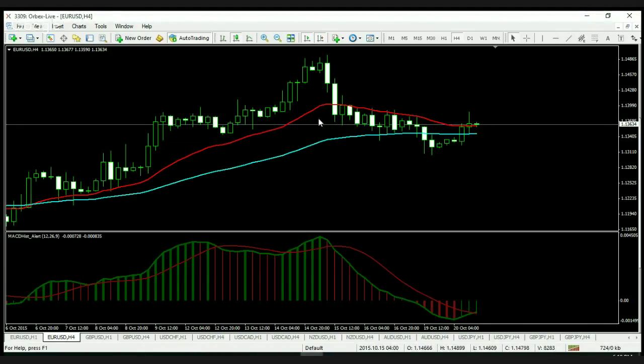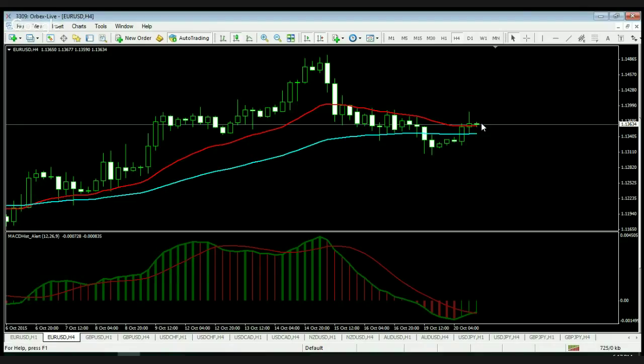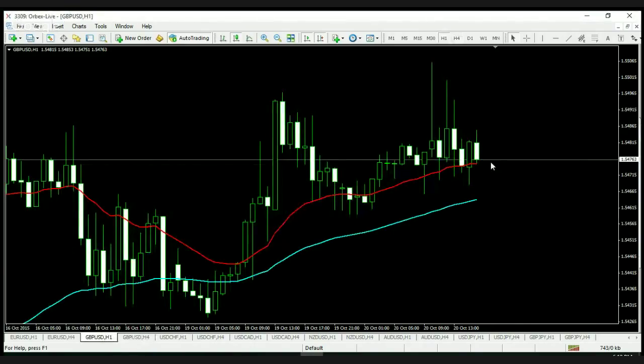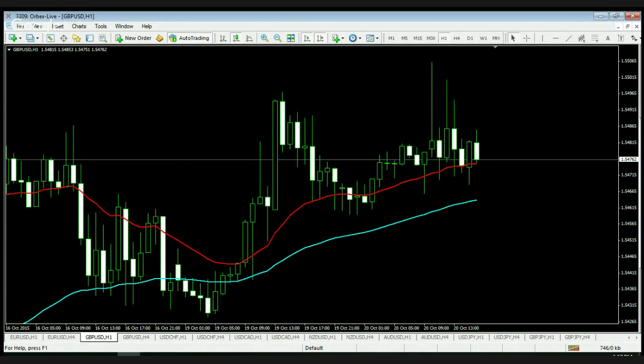Euro dollar, red line, bouncing up. So as I've told you, most of the time you'll find euro dollar and pound dollar move in the same direction. So the uptrend is there on that pound dollar also. Let's see now Swiss franc.